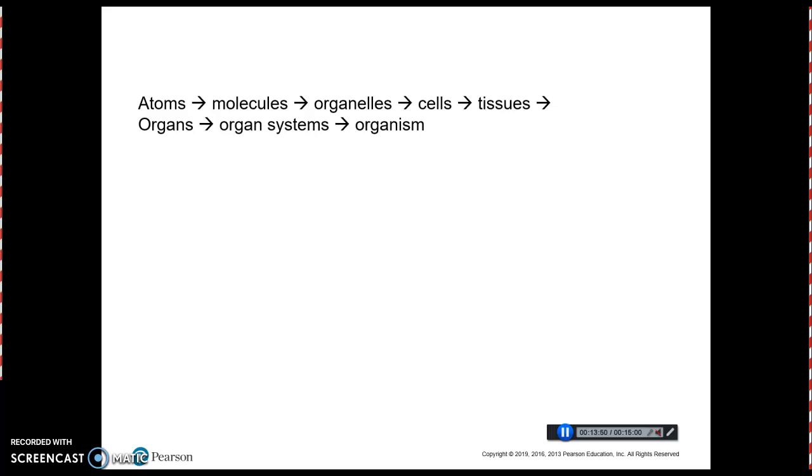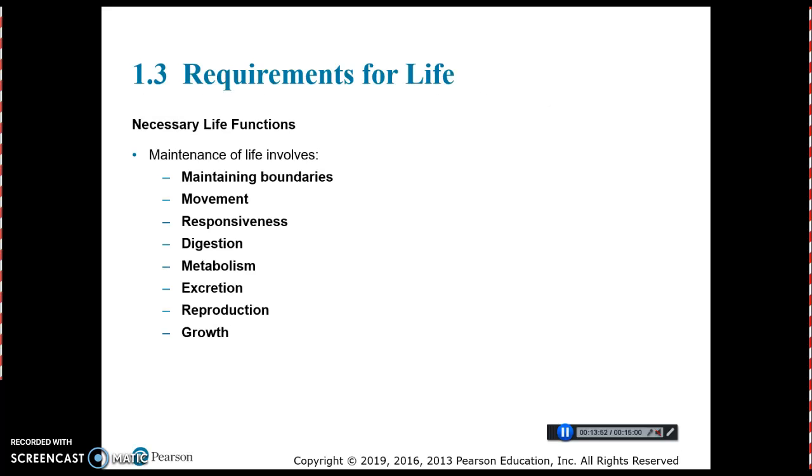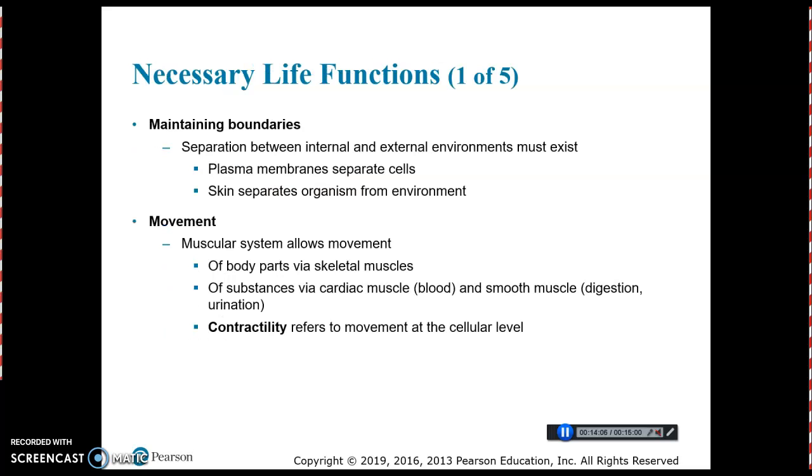Let's go to section 1.3, which is the requirements for life. Maintenance of life involves maintaining boundaries, movement, responsiveness, digestion, metabolism, excretion, reproduction, and growth. So maintaining boundaries is referring to separating internal and external environments. And there are 2 really good examples of maintaining boundaries.